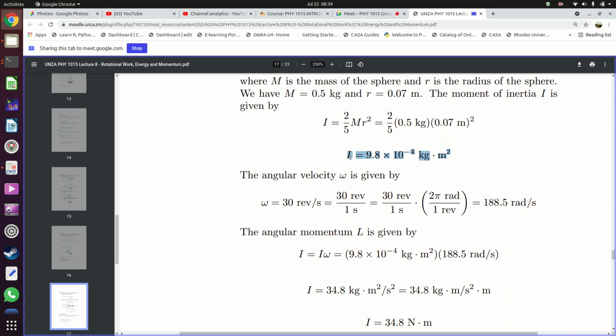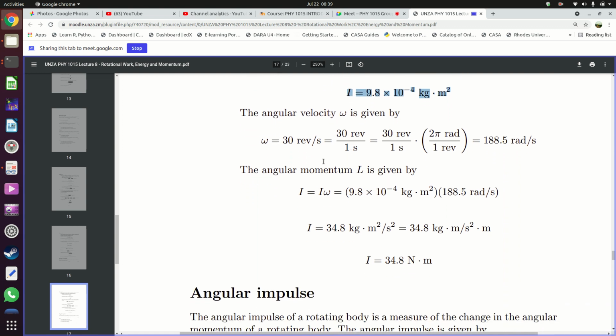So we have everything we need to work out what our angular momentum, L, is going to be. In this case, as you can see, there's a mistake. Instead of I here, it's supposed to be L. L is supposed to be equal to I omega. So that's going to be 9.8 times 10 to the power 4 kg meter squared multiplied by this bit here. So you end up having your L. So you make a correction in your notes.